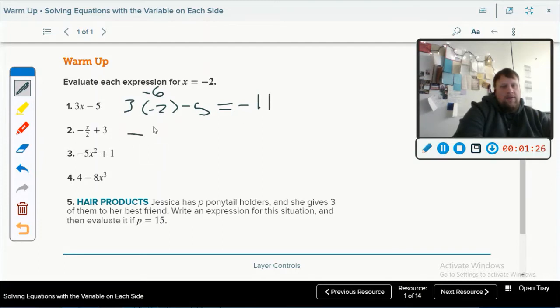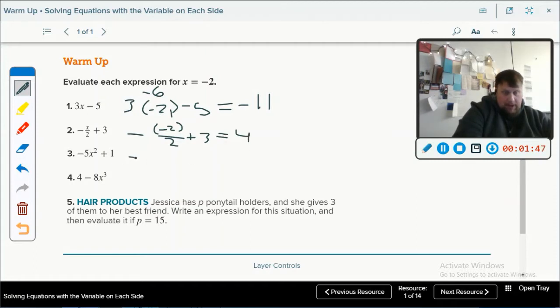All right, let's try it here. We have negative 2 over 2 plus 3. All right, now, this negative is touching technically that negative, so that makes it positive. So I'm going to have 2 divided by 2 is 1, and 1 plus 3 is 4.